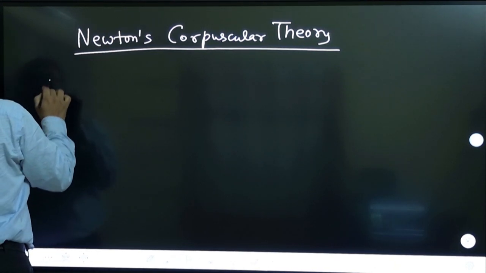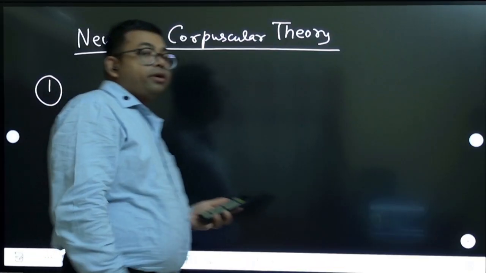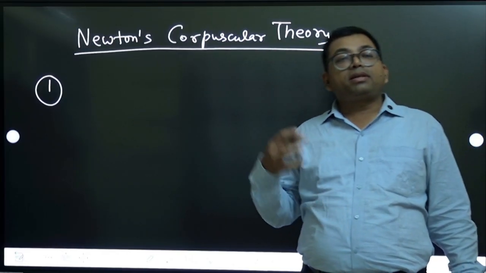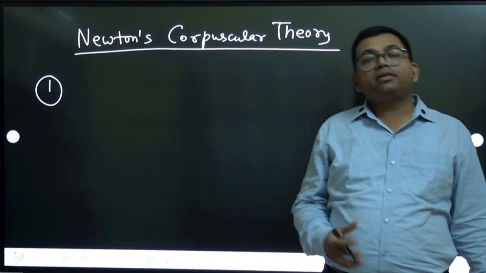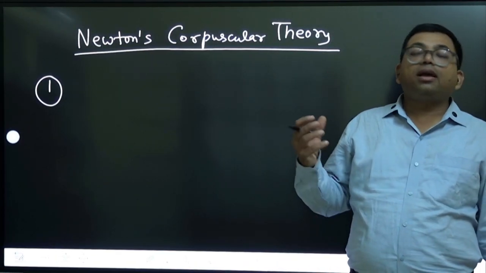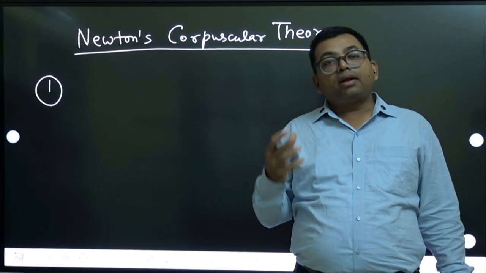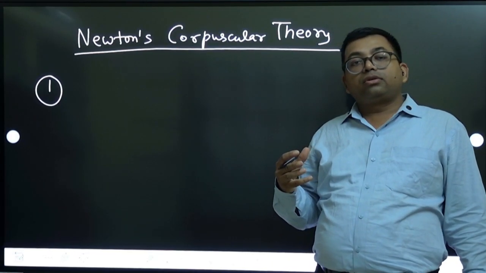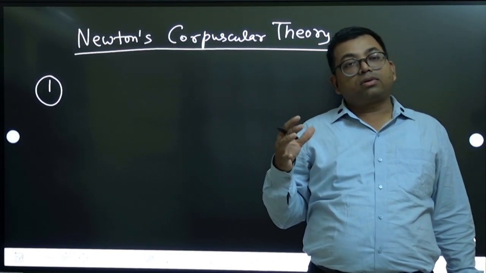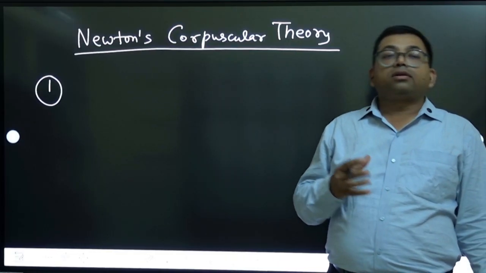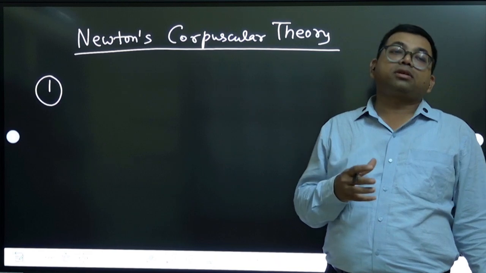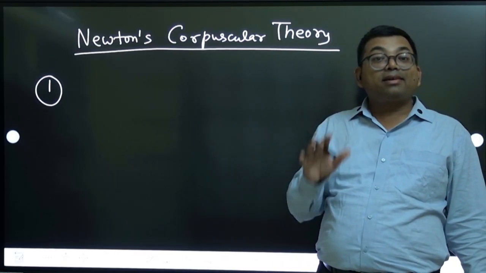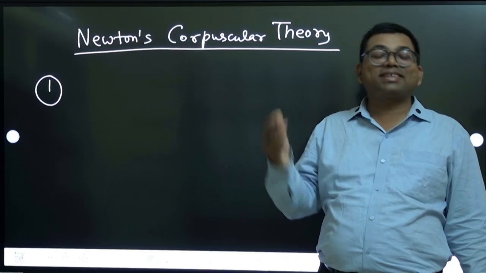So first thing is that Newton was a genius person. He worked on mechanics. He gave so many ideas about light, and he was a great mathematician also. So he started studying about light and its nature, and he gave this theory to explain the behavior of light. Corpuscle means particle, so it's a particle model of light. But Newton made some assumptions due to which his theory failed.